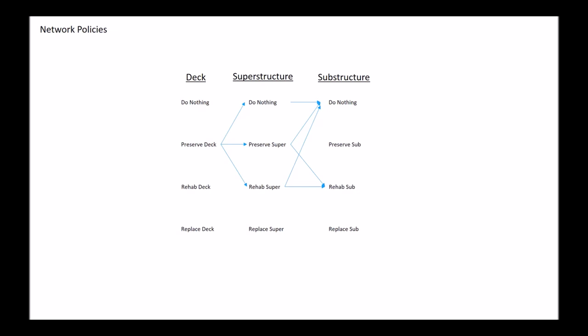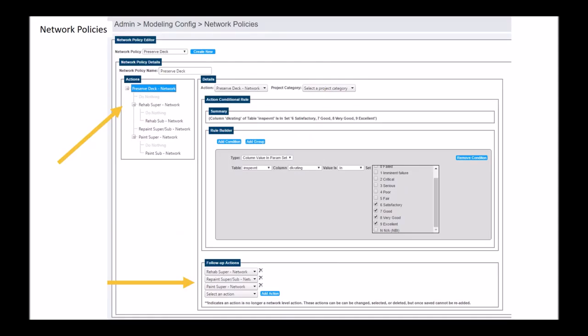We would never pair a deck rehab or a deck preservation with a superstructure replacement. So in this example, in my state, there's no substructure preservation treatments that we would consider. By being able to define what combinations I would actually use, I reduce the number of combinations further.